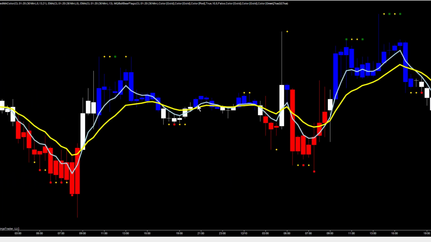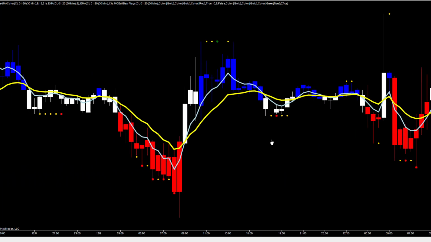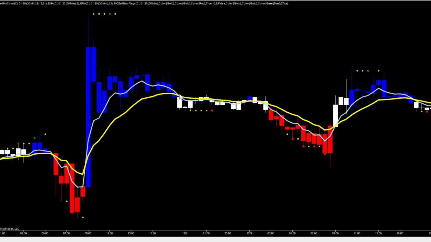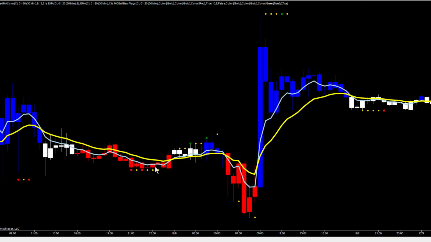We have some more examples here. But then look when the averages are sloping down. We get really good follow through on our flag signals. Here's another example. Moving averages are squished together and flat, not getting a lot of follow through on our flag signals. Another example.